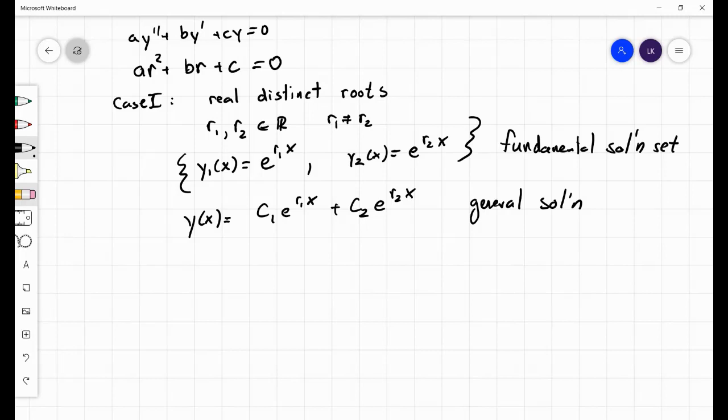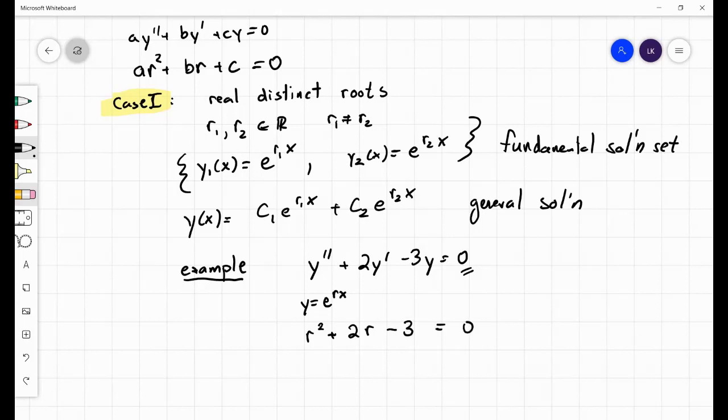Sorry about that. So this is an example of case one. We have y double prime plus 2y prime minus 3y equals 0. So second order homogeneous with constant coefficients for y and its derivatives. So I know that there are solutions in the form e to the rx, and to find r we have to find the roots of the characteristic polynomial, where the r squared term corresponds to the y double prime, the r term corresponds to the y prime, and the constant term corresponds to the y term.